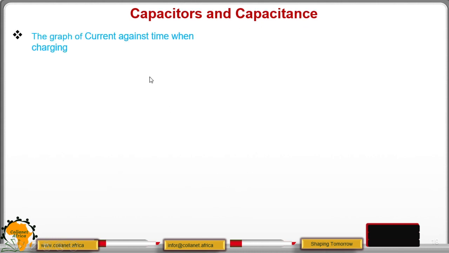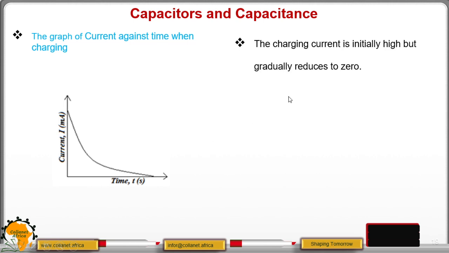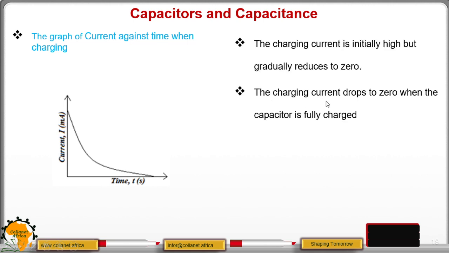From there, we go to the graph of current against time when charging. We have mentioned that the charging current drops from maximum to 0. And now the graph will be like this. This shows that the current is reducing until a time when it is 0, and at the same time, the voltage is increasing. So that is the graph of current against time. In other words, we are saying that the charging current drops to 0 when the capacitor is fully charged.